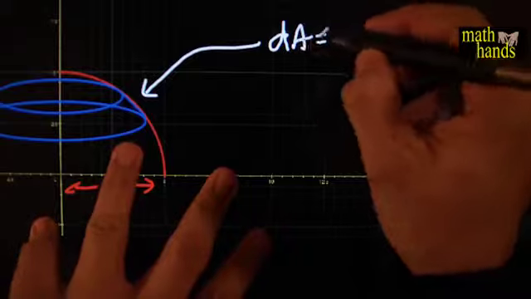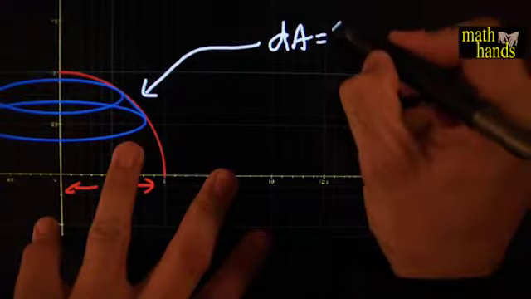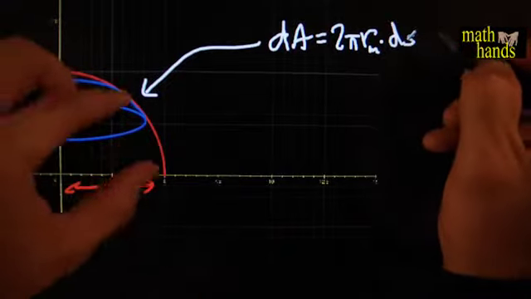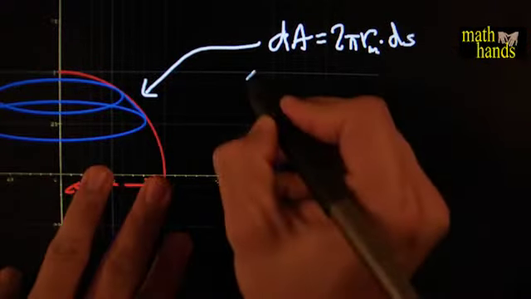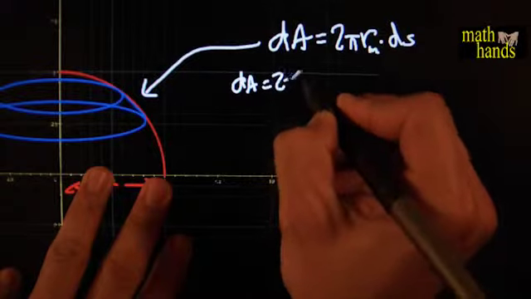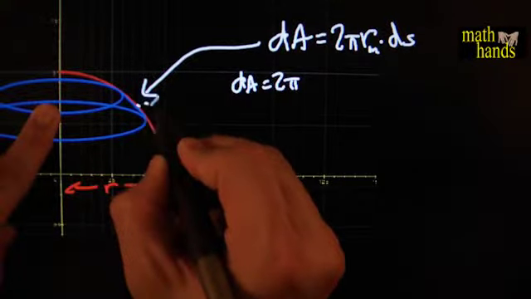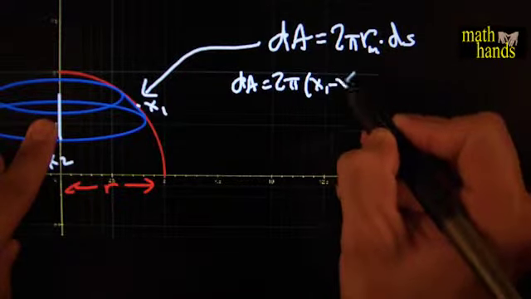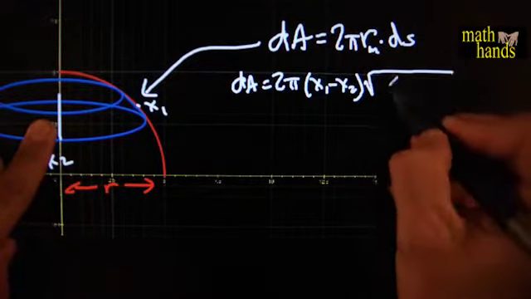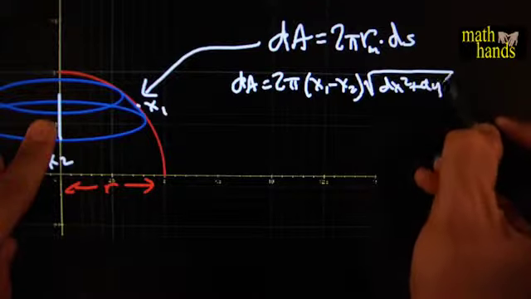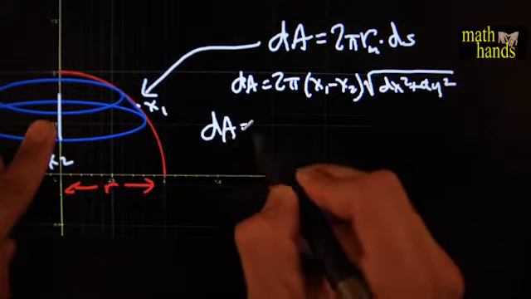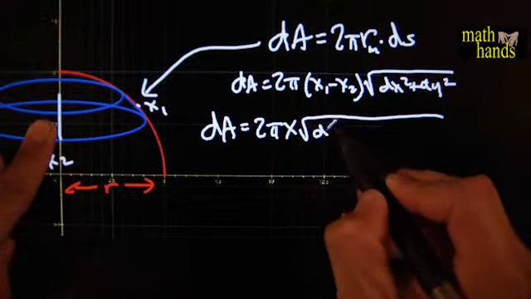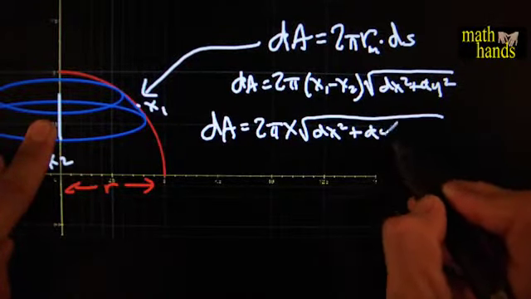So the little area, let me think. The area would be 2 pi r to the middle times the length, which would be a ds. So the little area would be equal to 2 pi, this would be x, I call this x1, I call this x2. So it would be x1 minus x2, right minus left. The ds would be, as usual, the square root of dx squared plus dy squared. That would make dA equal to 2 pi x times the square root of dx squared plus dy squared.